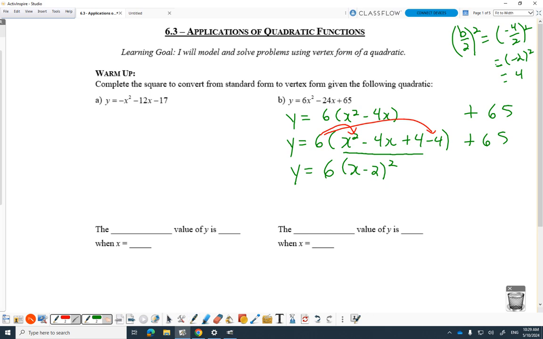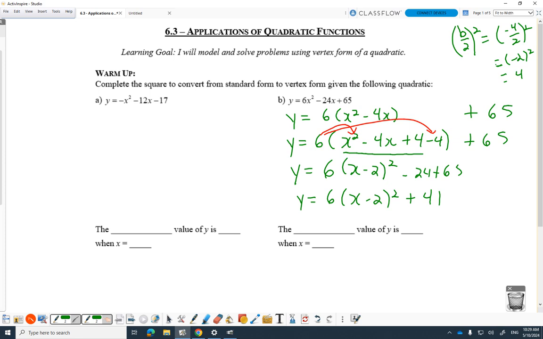So I wrote that in red. I want to switch back to green, and then I get negative 24 plus 65, and I'm almost done. Just combine the negative 24 and the 65 to get positive 41.